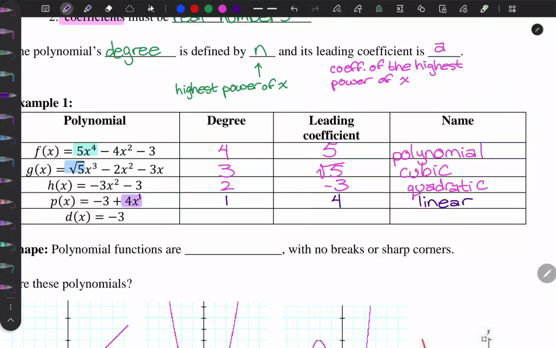Our last polynomial does not have an x anywhere, but this is where it helps to remember that you can think of a constant as negative 3 times x to the power of 0, because x to the power of 0 is just 1. So this is actually a degree 0. It does not really have a leading coefficient. I would call that number 3 the constant. So negative 3 is your constant instead of a coefficient. And we call it a constant function.